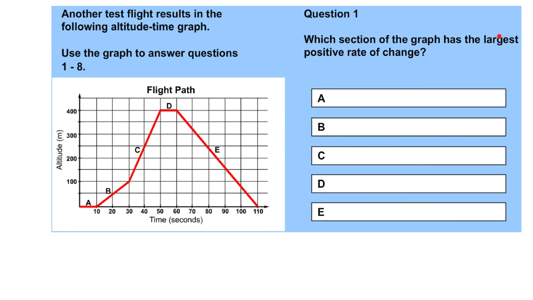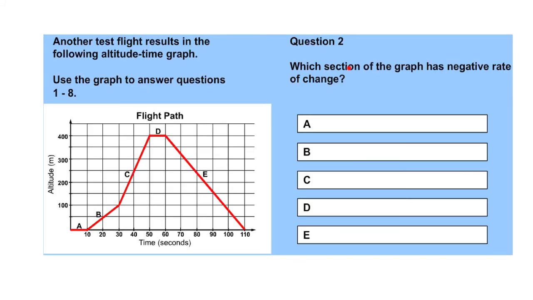Which one is the largest? Well, obviously C. It changes the fastest. It goes up the most for the same amount of time. So we're going to say section C. Now the same graph, which section of the graph has negative rate of change? Well, we already talked about that one, section E. It's the only one that's decreasing.